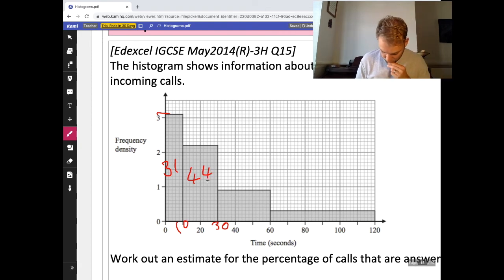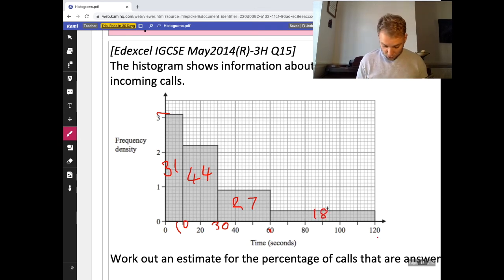So this next one is between 30 and 60, which is 30 across, and that's 30 times by 0.9. So 30 times by 0.9 is equal to 27 for that one. And this last one between 60 and 120 is 60, and that's times by 0.3. So 60 times by 0.3, which is equal to 18 there.